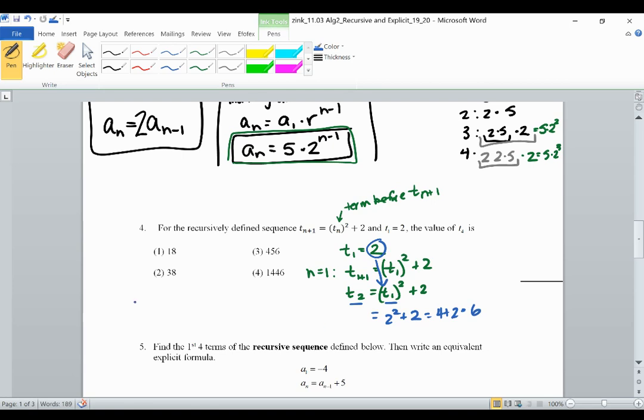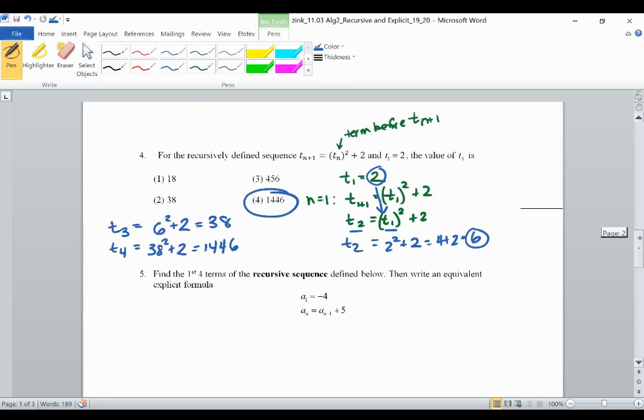And now let's continue going a little bit faster. So we'll do t sub 3. We're going to take the term before it, which was 6, and that's going to give us 36 plus 2, or 38. And t sub 4, now we're going to take the term before it. So 38 squared plus 2, and you can put that right into your calculator, gives us 1,446. So that would be your fourth term. So you have to find all of them in order to get to that fourth term.